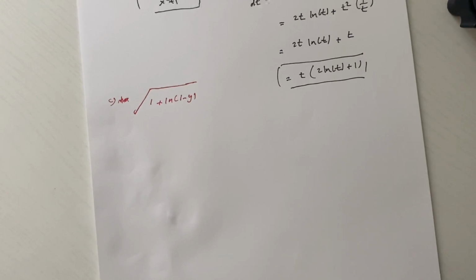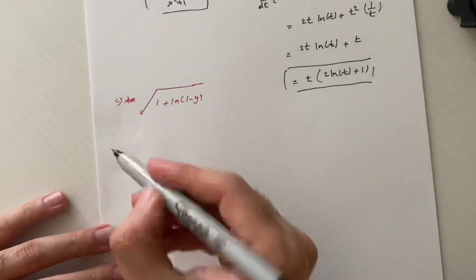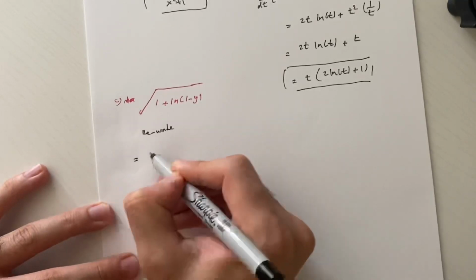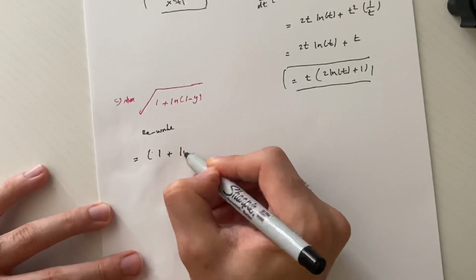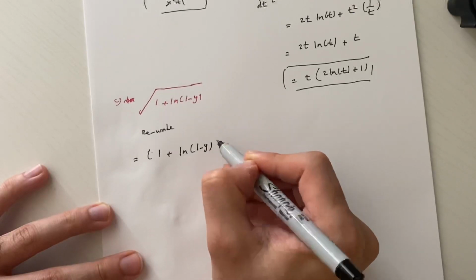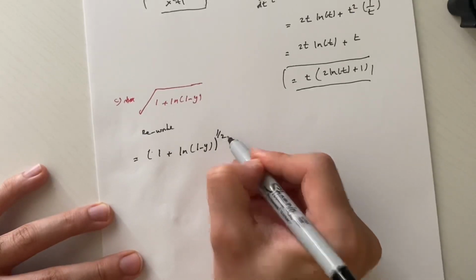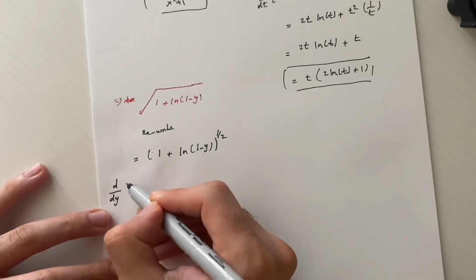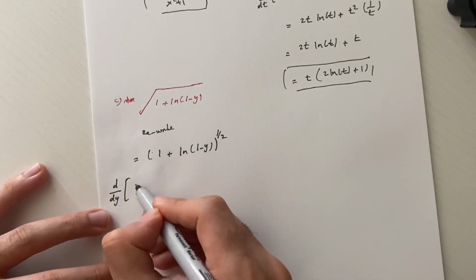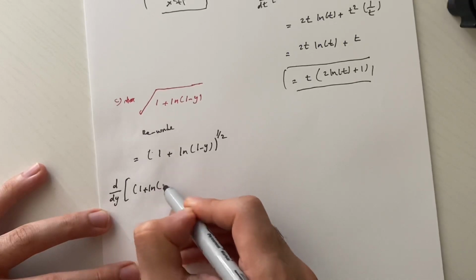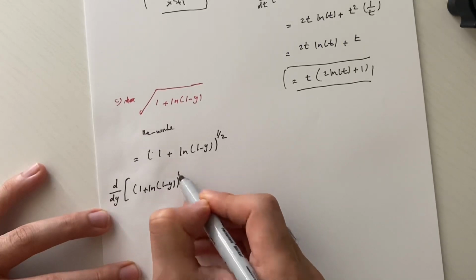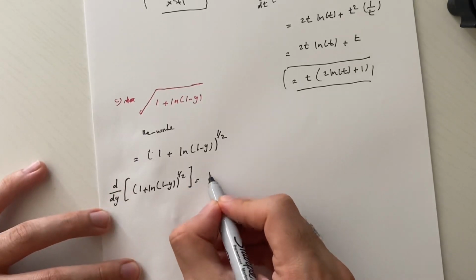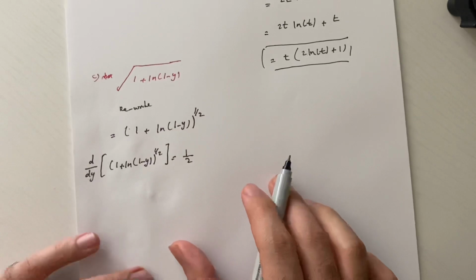Here we have the square root of 1 plus natural log of 1 minus y. First, what we always do is check if we need to rewrite the function. So instead of the square root, I wrote it in terms of the power one half. Now we are ready to differentiate that function. Notice in here that our variable that we're going to differentiate is y, not x or t.